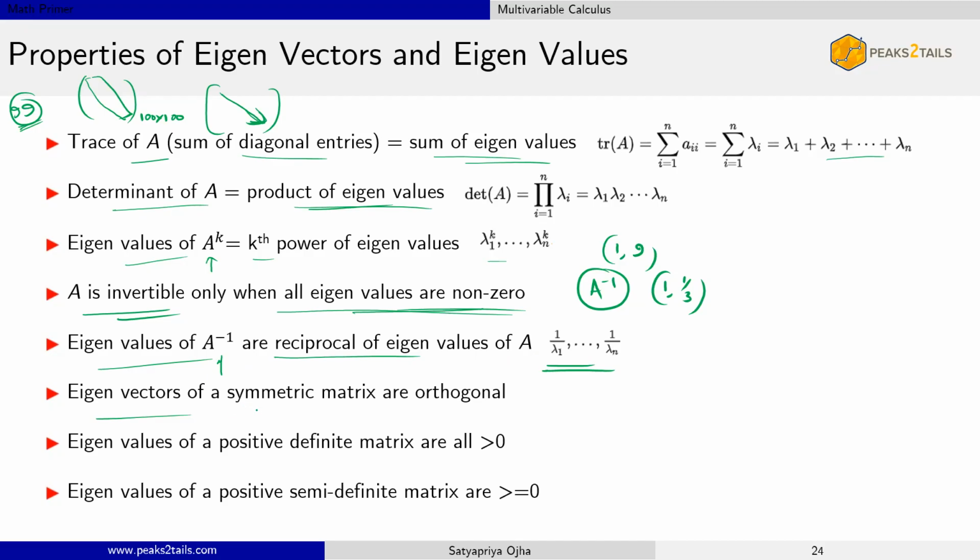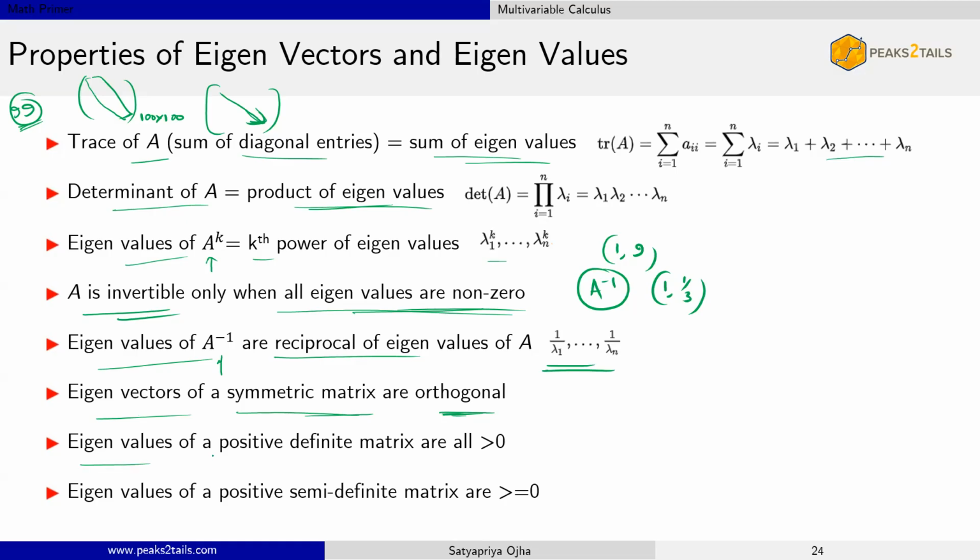Eigenvectors of a symmetric matrix are orthogonal. Eigenvectors of a symmetric matrix would be orthogonal. That means 90 degrees, so the vectors would be perpendicular to each other. Eigenvectors will be perpendicular to each other for a symmetric matrix.